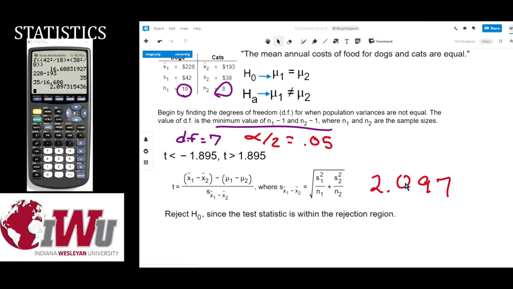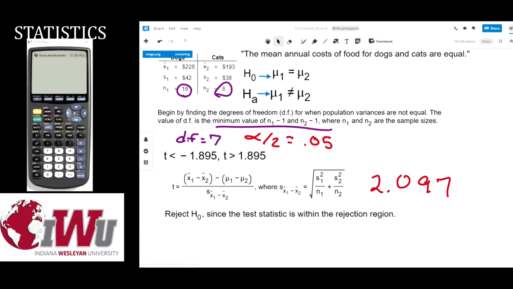So what that means is, since this is 2.097, it is greater than the 1.895. Since it's greater than, we're going to reject the null, since the test statistic is within that rejection region. But what does this mean in the context of the problem? We have to remember what the claim was. The claim was that they're equal, the claim was the null.